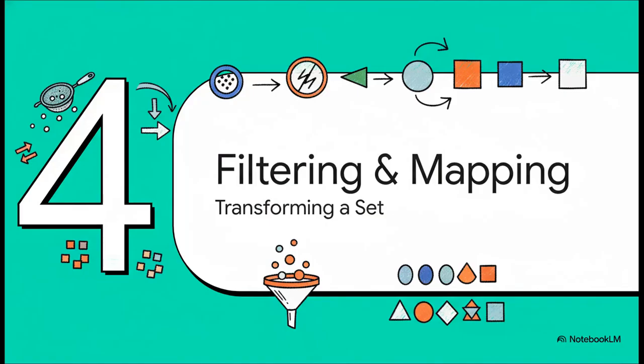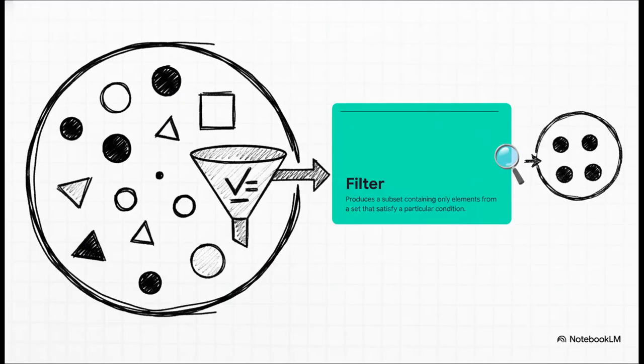Okay, so we can combine and compare sets. That's awesome. But what if we want to transform the data inside a single set? Well, that's where two more super handy operations come into play: filter and map. A filter does, well, exactly what it sounds like. It sifts through everything in the set and creates a new, smaller set, a subset, that contains only the elements that pass a specific test.